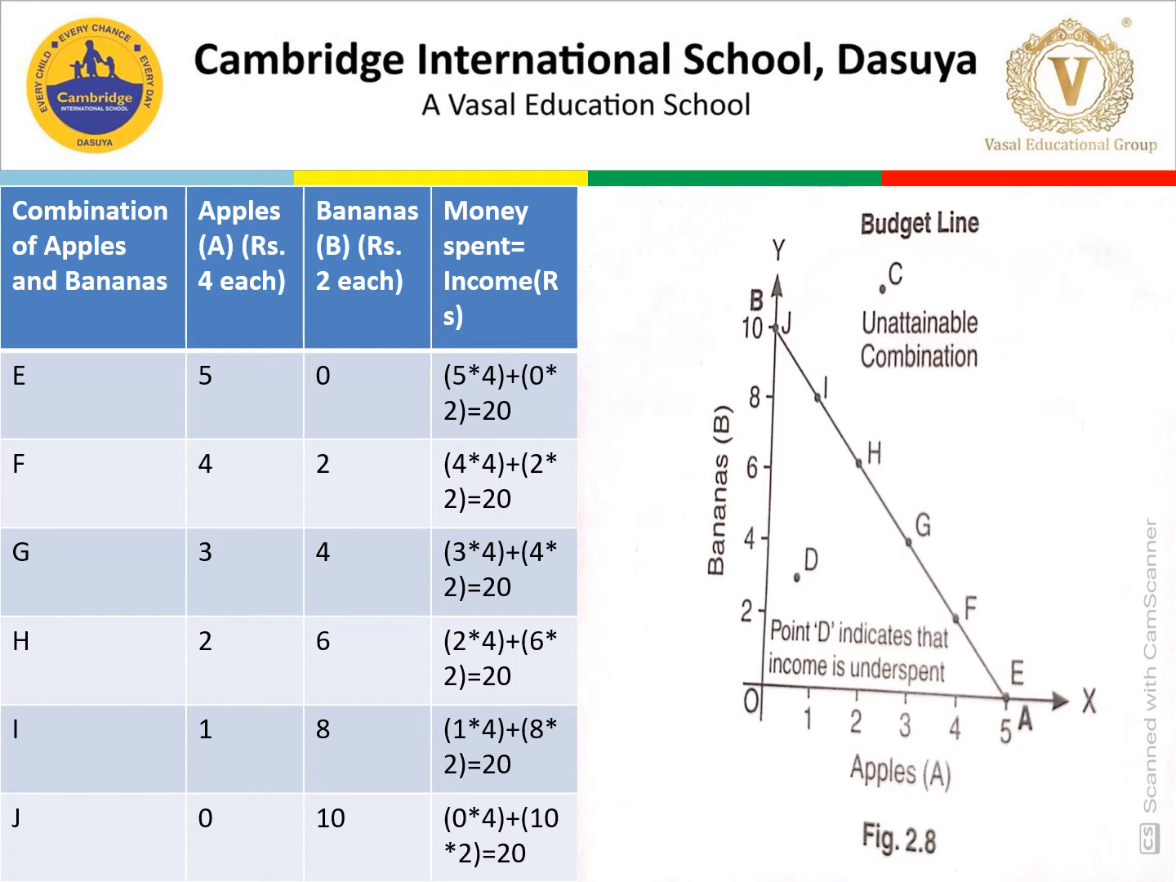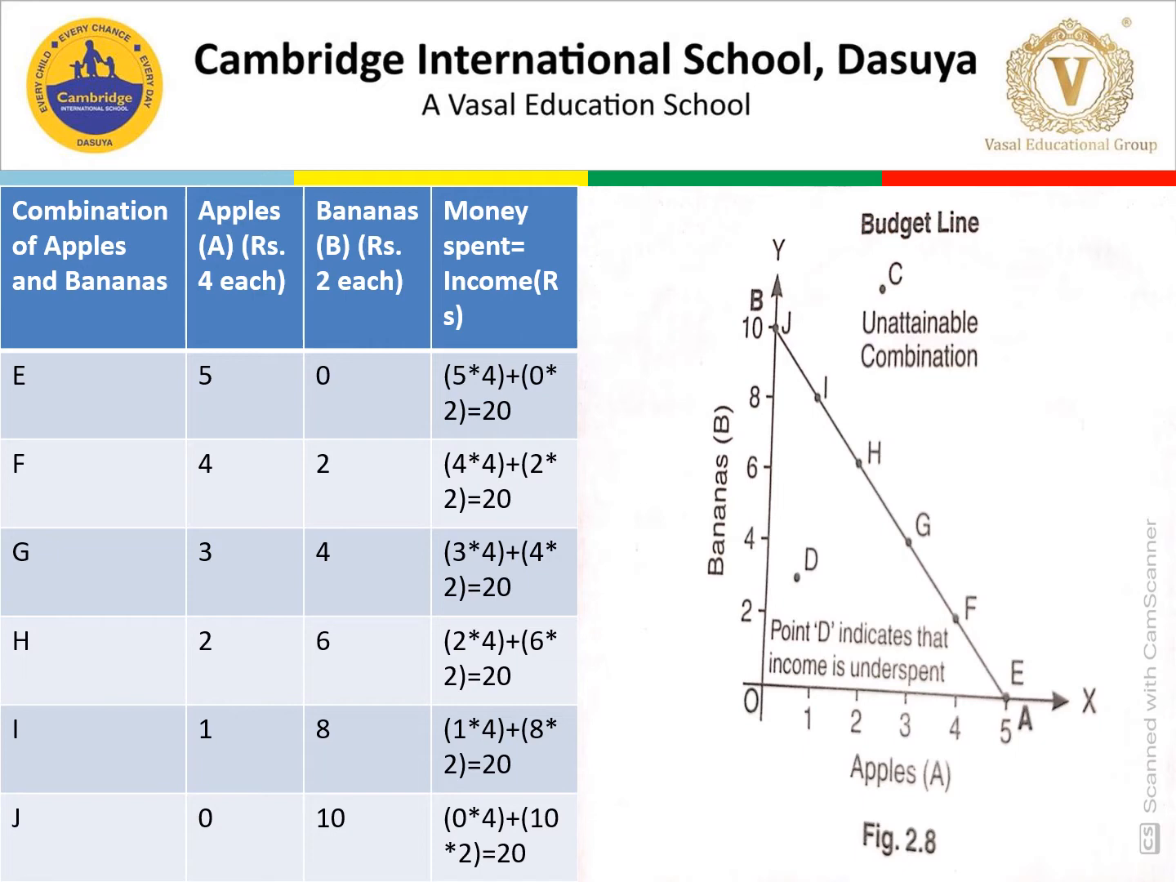Next is the G combination. In the G combination we are taking 4 bananas and 3 apples, and again we have to calculate the cost similarly. So 3 into 4 will be 12 and 4 into 2 will be 8. So 12 plus 8 will again be 20. So similarly we are able to find the various combinations.